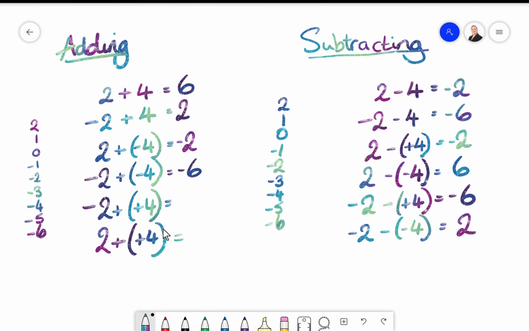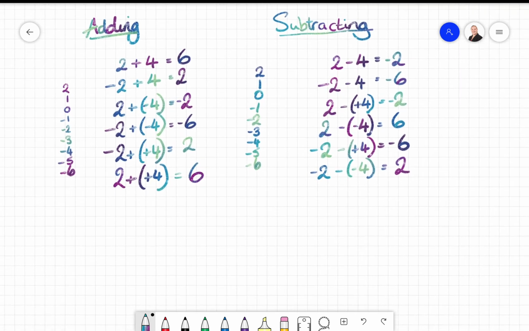And the only reason is if I'm adding positive things, it goes up. Okay, so I probably thought that I didn't really need to do that. So this one here is the same as this one here, so it's 2. And this one here is the same as this one here, that's 6. Okay, so now I've done all the possible combinations for addition and subtraction.